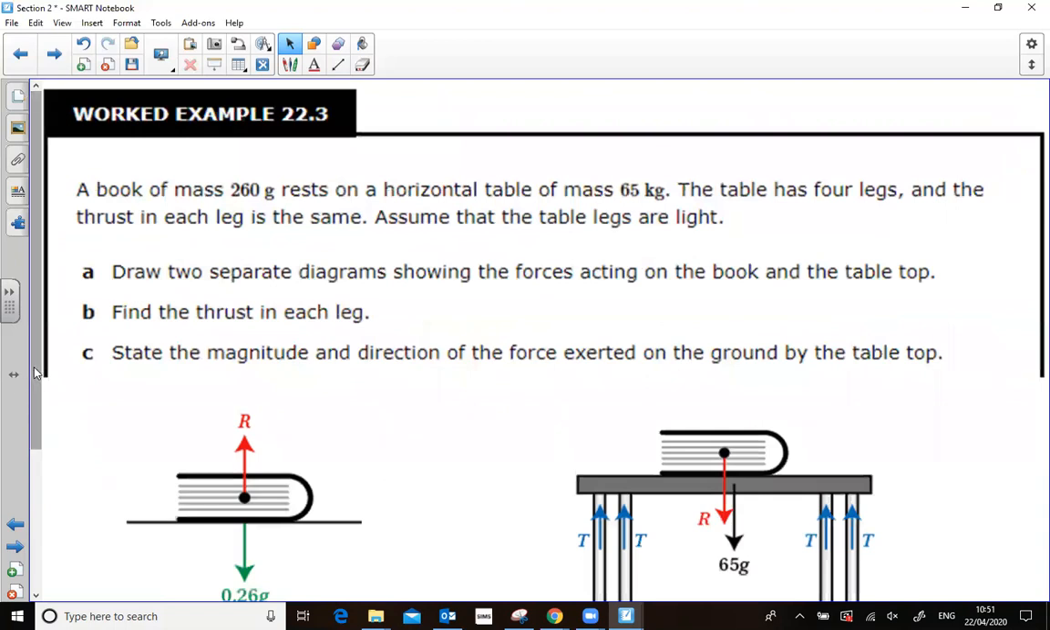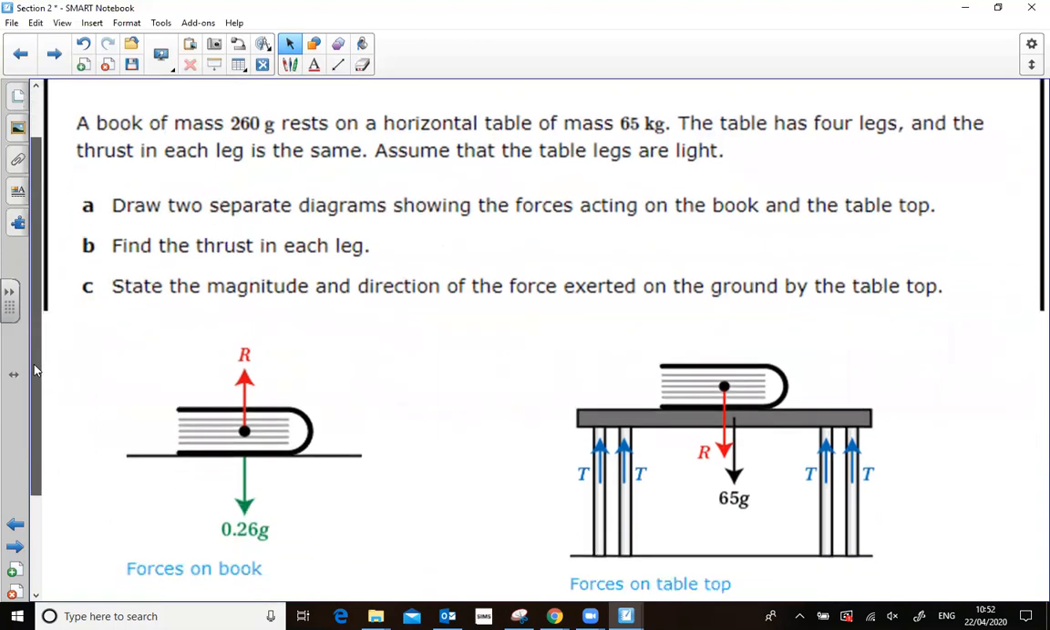Okay, so let's have a look at an example. Right, so here in this question, a book of mass 260 grams rests on the horizontal table of mass 65 kilogram.